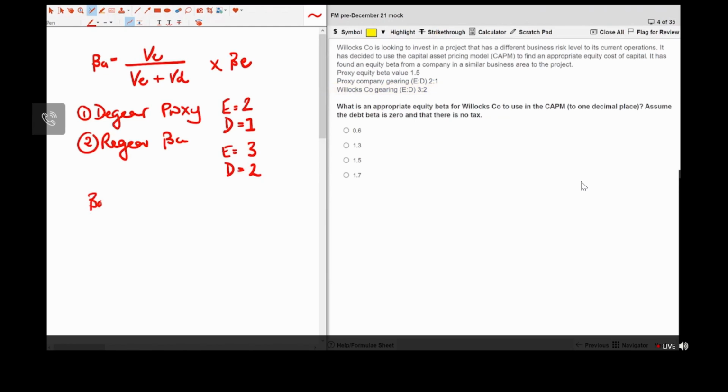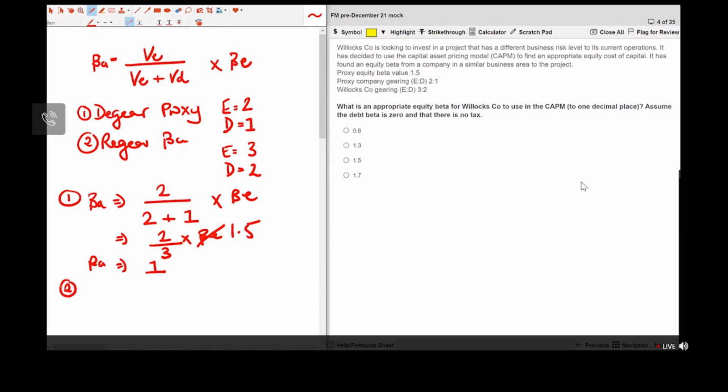So we'll start with beta A is going to be 2 over 2 plus 1 times beta E. It's going to be 2/3 times beta E, and beta E is 1.5, and therefore beta A will equal 1. Now we've got to re-gear. The simplest way to re-gear is to reverse the formula, put the bottom on the top. So now beta E equals VE plus VD over VE times beta A.